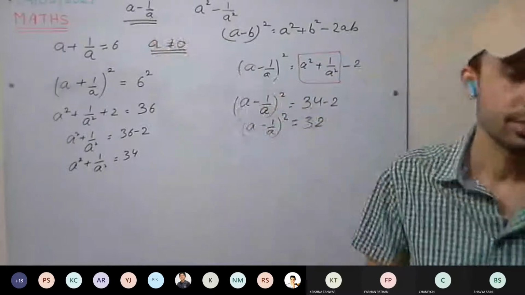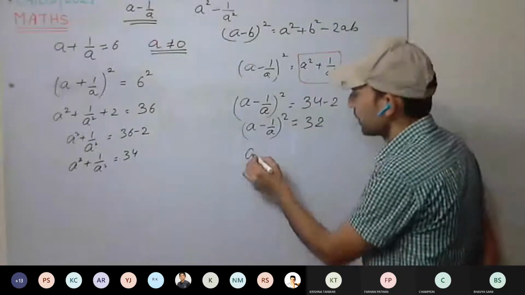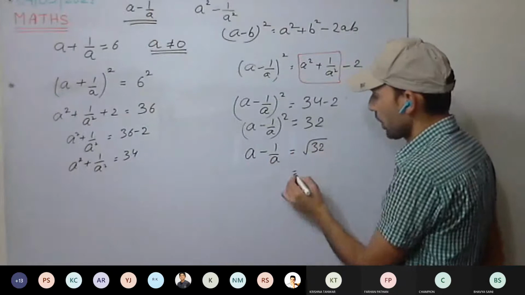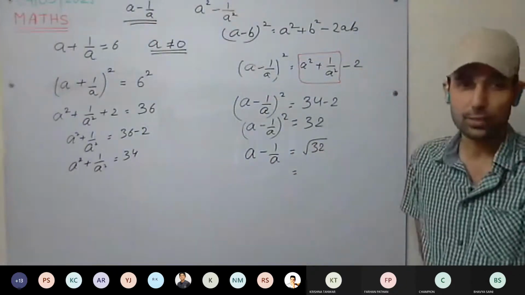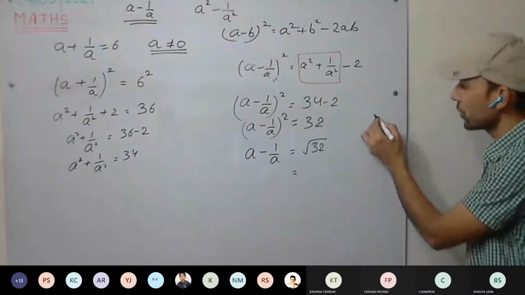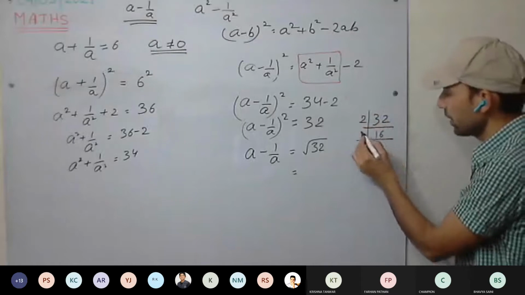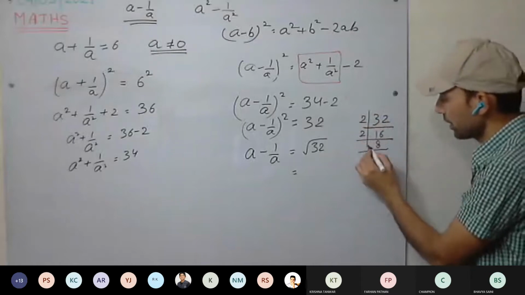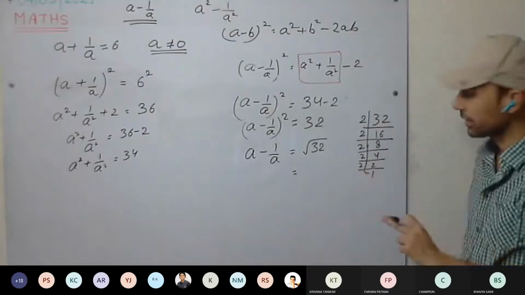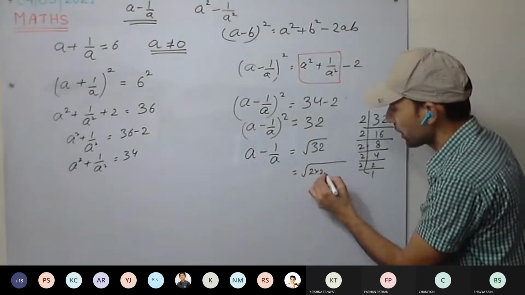So we have to take the square root. Take the square root. It will be how much? Square root of 32. How much will we be getting? Square root of 32, it's not a perfect square. Calculate it, even if we do not know. Okay, factorize it. 2, 16, 2, 8, 2, 4, 2, 2, 1. Factorize, how many 2's we got? 5 2's. If we do not know, go with the basics.